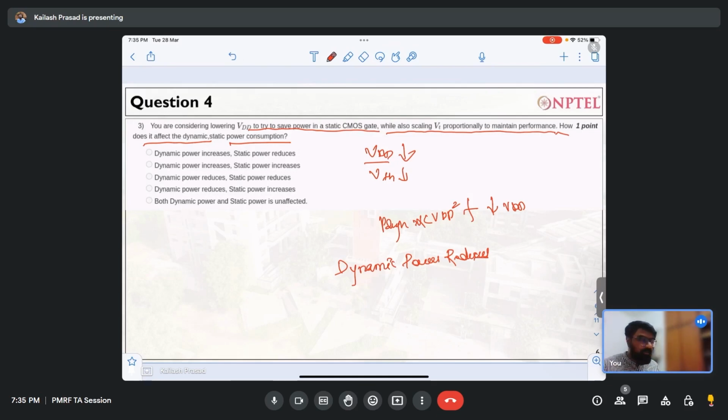Now the second point is, if you reduce the VT, what will happen? If you reduce the VT, the static power increases, right? So in the scaling you are reducing the VDD, and you're reducing the VT also because you want the same ION. Although your dynamic power is reducing, the static power increases. So this will be the answer to this question. There is a trade-off. Now I will move to the next question.